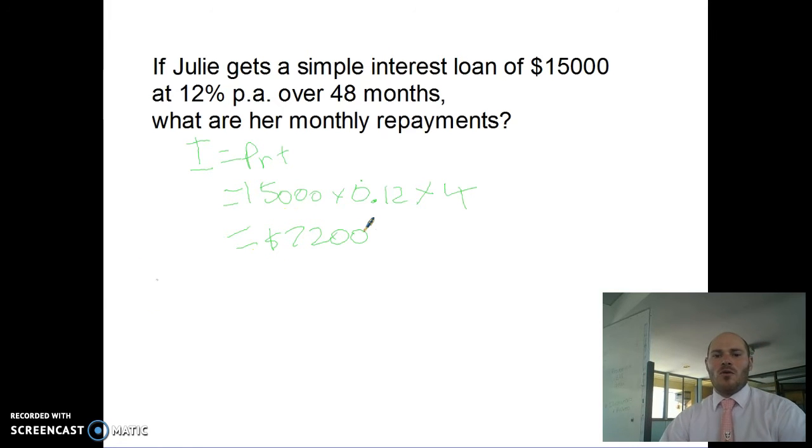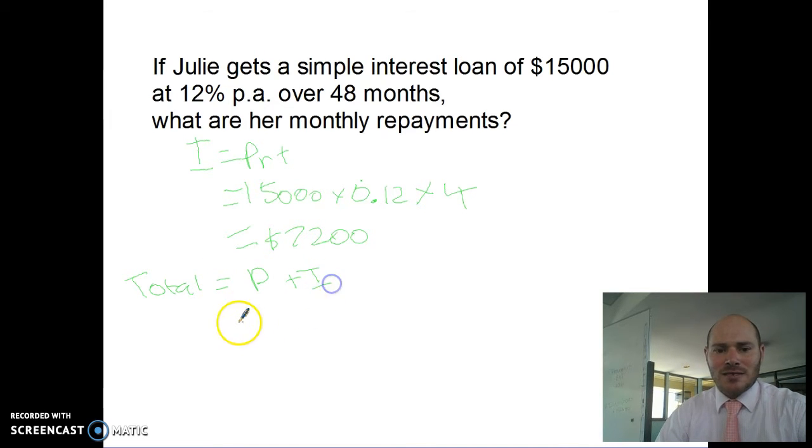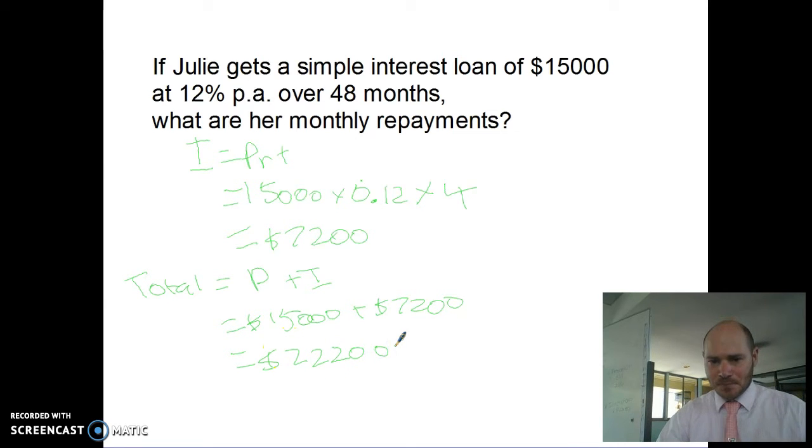$7,200. Now I'm not quite there yet, because when we get a loan, we not only have to pay the interest back, but we also have to pay the principal back. So to find out the total, we do our principal plus our interest. So in this case, that's $15,000 plus $7,200, which will give us $22,200. That still hasn't answered my question though, because the question is, what are her monthly repayments?